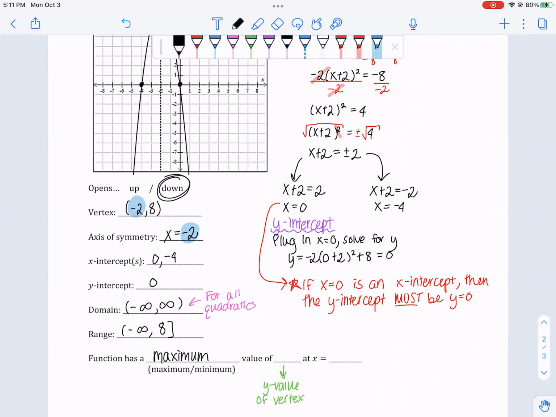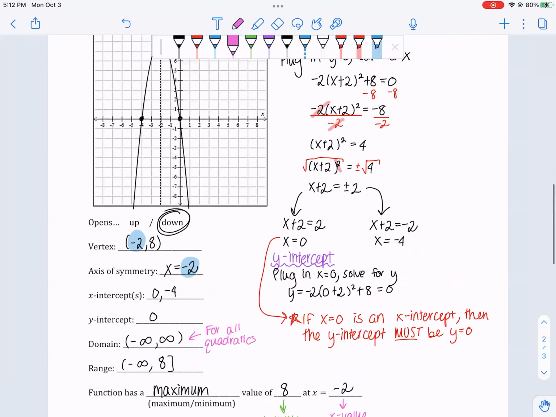So the y value at the vertex is 8. So it's a maximum value of 8 at x equals -2. That's the x value of the vertex. And there's that problem.